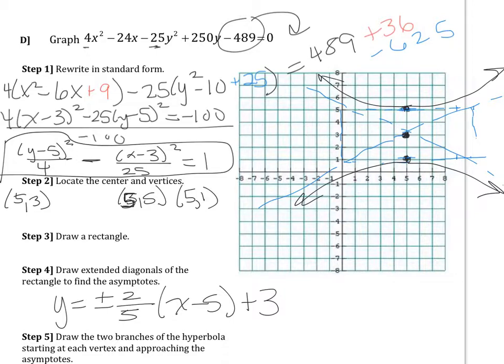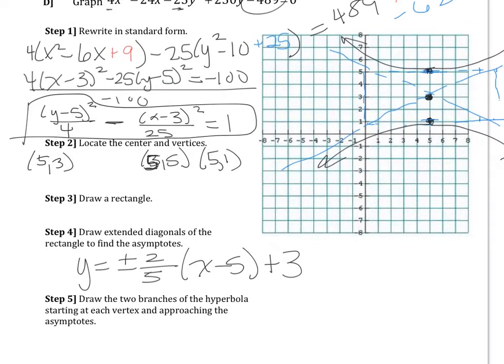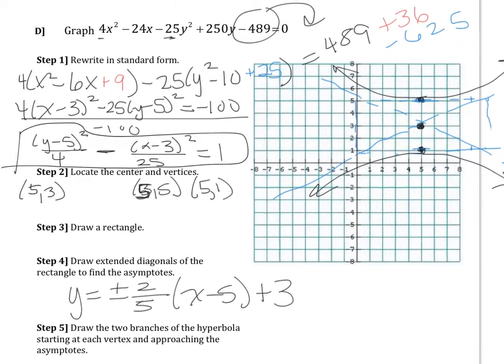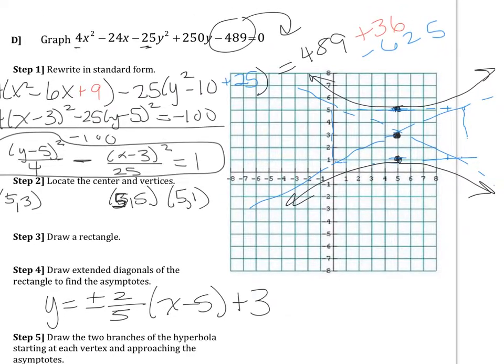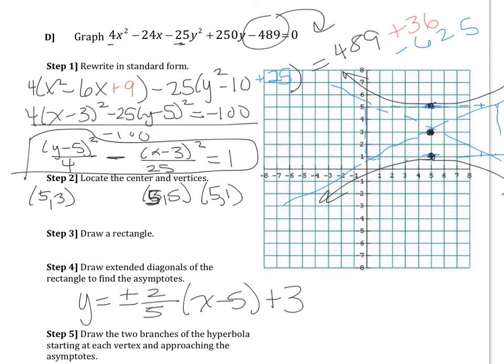I kind of did this out of order from what the instructions are saying, because the last instruction is draw the 2 branches of the hyperbola. But again, I personally think it's easier to take all the information I have and put it on the graph and then kind of back into all of the other answers.